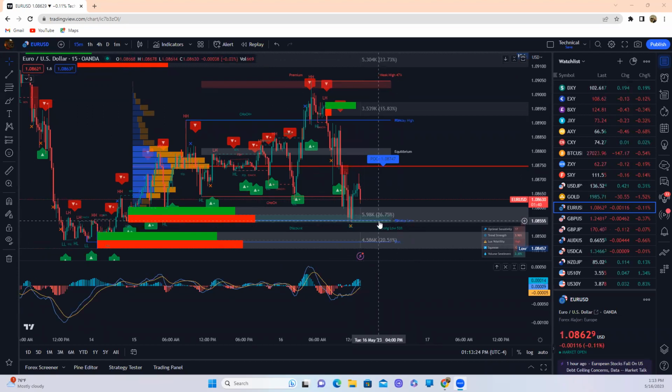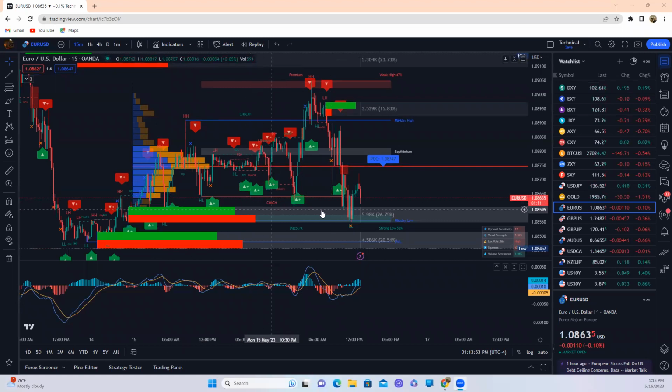So basically, talking about the future, what does the future hold for Euro USD on the 15-minute? We came down, we pushed into this discount zone, and we see that price has been rejecting off of it. So there's a good chance that right now price is setting up to make a push back to the premium zone. It took out all of these lows right here.